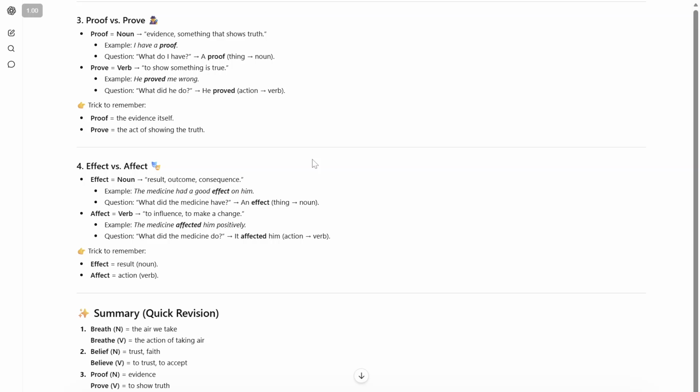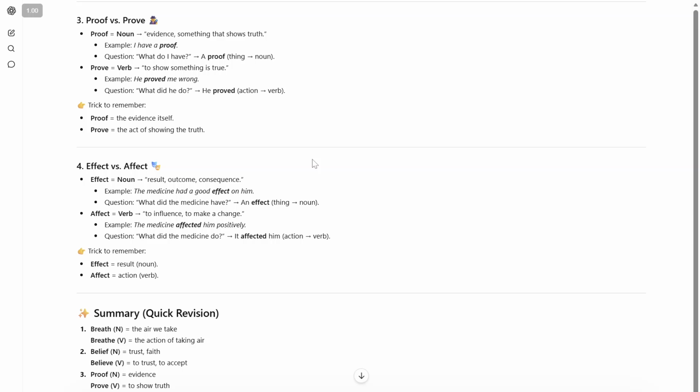Number 4: effect versus affect. Effect equals noun: result, outcome, consequence. Example: the medicine had a good effect on him. Question: what did the medicine have? An effect, thing, noun. Affect equals verb: to influence, to make a change.